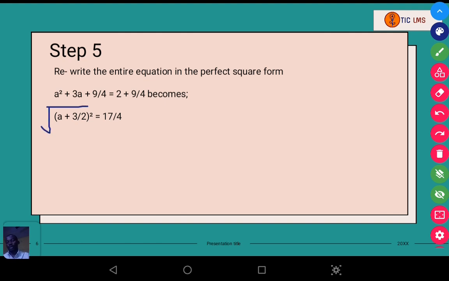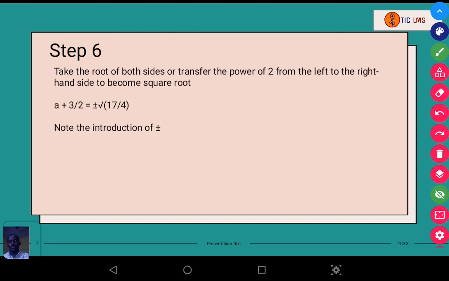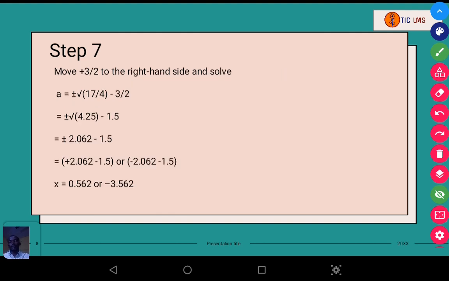So you take the square root of the left hand side, and whatsoever you do to the left hand side, you endeavor to do it to the right hand side as well. That's what you have. Take the root of both sides or transfer the power of 2 from left to the right. So that's what you have over here. Now note the introduction of your positive and negative sign.